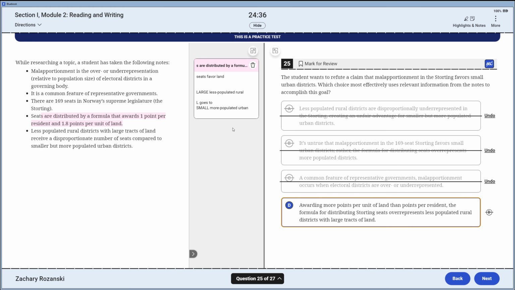Awarding more points for land than points for residence. That aligns with this bullet point. The formula overrepresents large tracts of land, less populated. Exactly. D is my right answer. Whew, that one was tough.